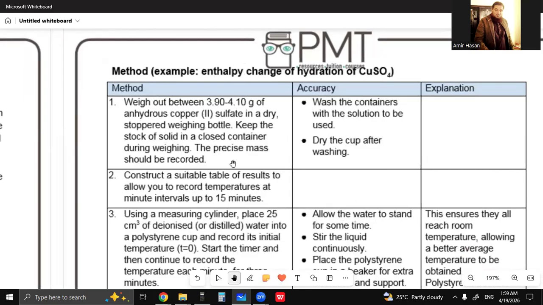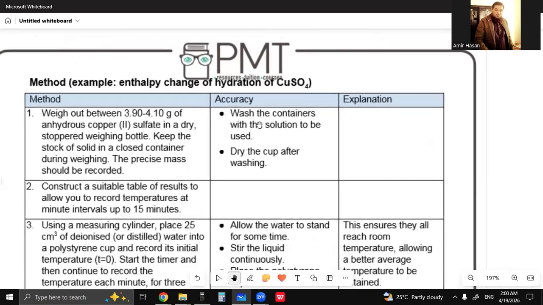There is a complete method giving how we calculate the enthalpy change of copper sulfate. First, we weigh the copper sulfate, 3.90 to 4.1 grams of anhydrous copper sulfate. Anhydrous means water is not present, only the copper sulfate, in a dry stoppered weighing bottle. Keep the stock of solid in a closed container. During weighing, close the container. The precise mass should be recorded. Wash the container with the solution to be used.